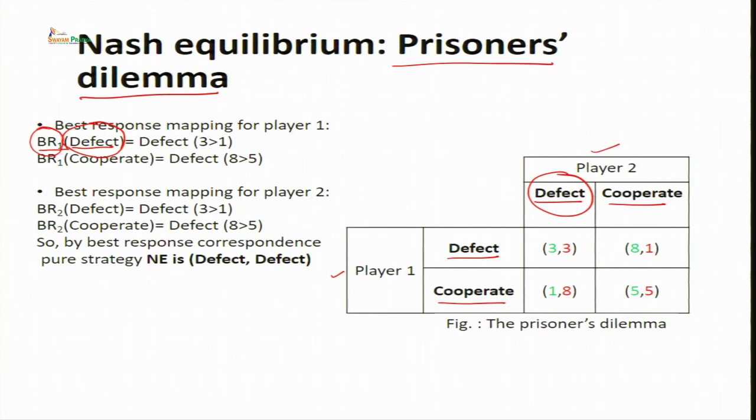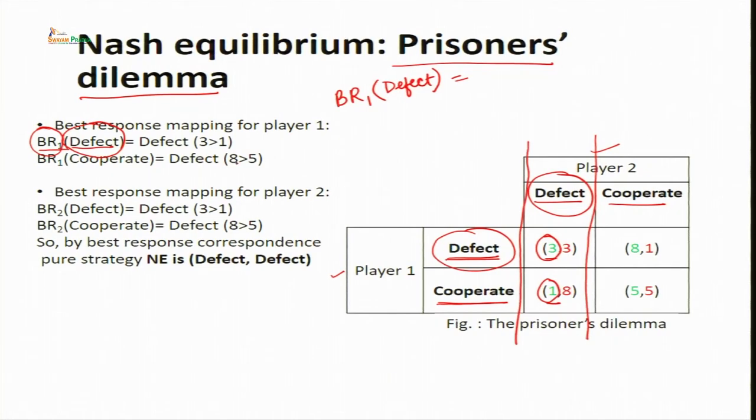Suppose we are assuming that player 2 is playing defect, so we are in this column. Then we have to see the best response of player 1. If player 1 responds with defect, then they get 3, and if they respond with cooperate, they get 1. Clearly 3 is more than 1, so they get a better payoff in defect. This is how we tell that the best response of player 1 to defect is defect. Best response is nothing but the action available to that player which gives the highest payoff against some action of the other player.